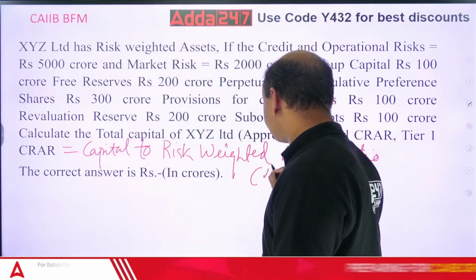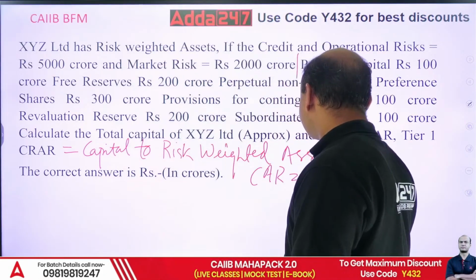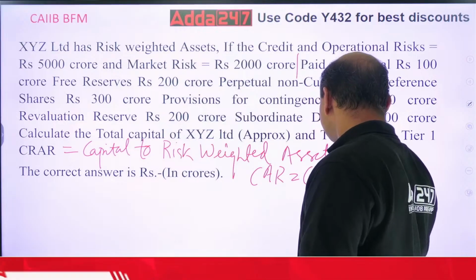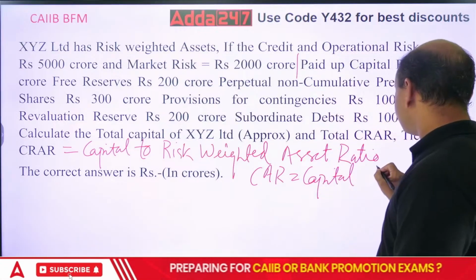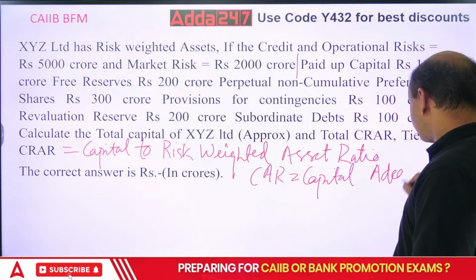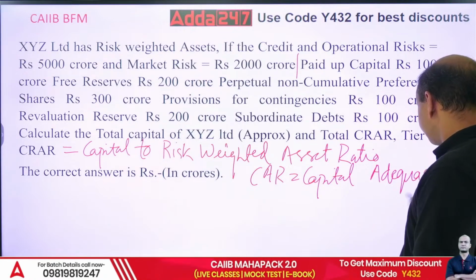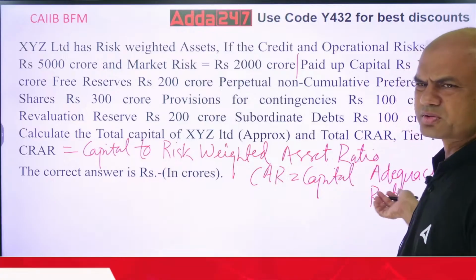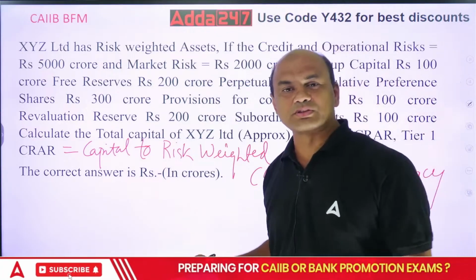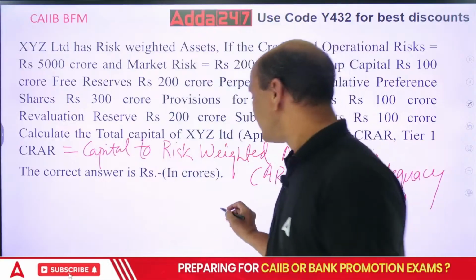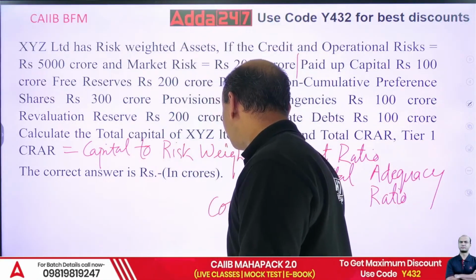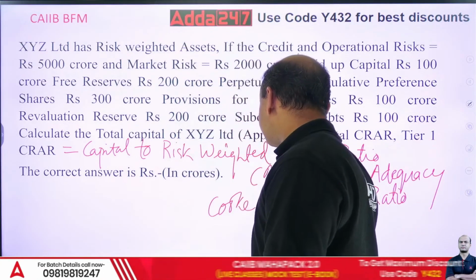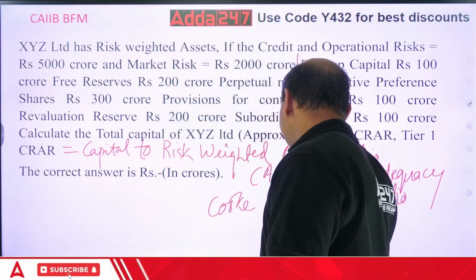Okay. Some books write it CAR also, capital adequacy ratio. So whatever books call it, some books call it Cook's ratio, COOKE, Cook's ratio. Any name can be asked to you. Cook's ratio, CAR, all of these are same.